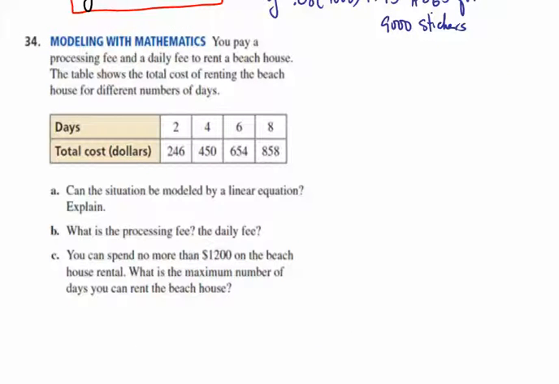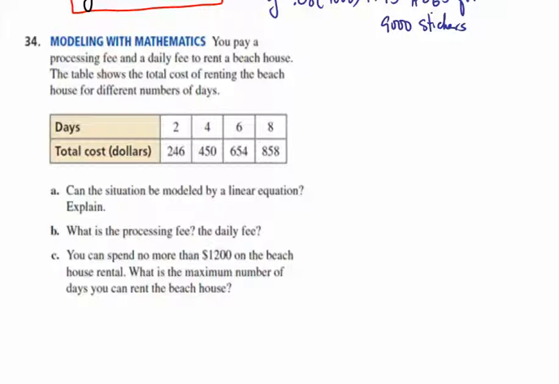Okay, in this example, you pay a processing fee and a daily fee to rent a beach house. The table shows the total cost of renting the beach house for different numbers of days. For 2 days, you'll pay $246. 4 days, you'll pay $450. 6 days, you'll pay $654. 8 days, you'll pay $858.